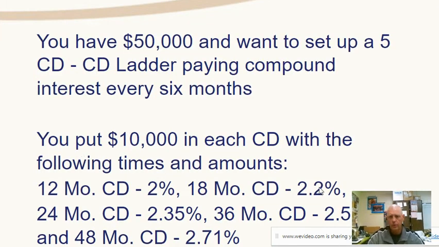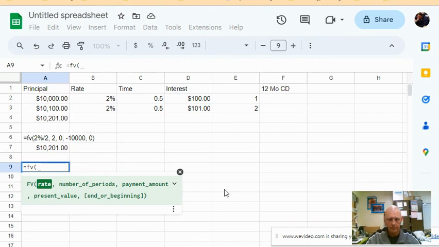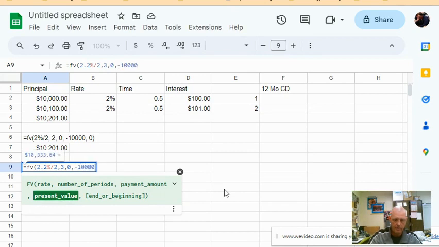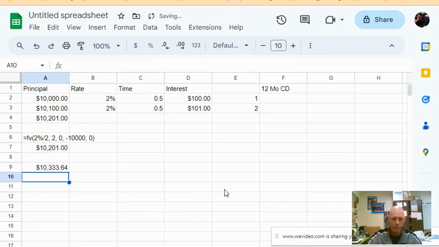This one is 2.2% every 6 months for 18 months. So math says I got to do that 3 times. Now it's 2.2% divided by 2, right? It's calculating this thing every 6 months, comma, do the math a total of 3 times after 6, 12, and 18 months, comma, payment is 0, comma, minus 10,000, comma, 0.